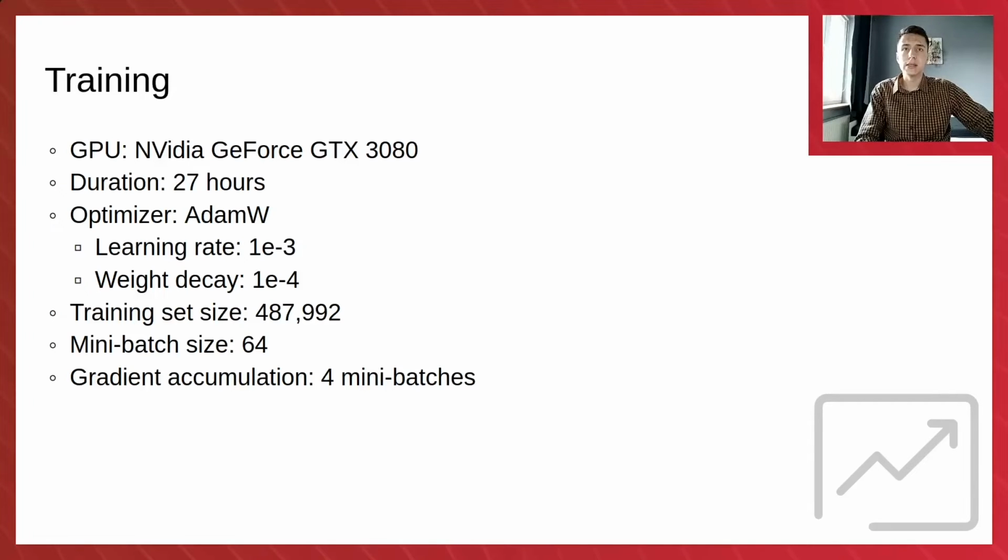The training set was composed of almost 500,000 examples. A single batch consisted of 64 ligands. We applied gradient accumulation, and hence the optimizer was updating the model weights after every 4 mini batches. I also want to remind you that we used the Minkowski Engine framework that is built on PyTorch. As a metadata store and for experiment tracking, we used Neptune.